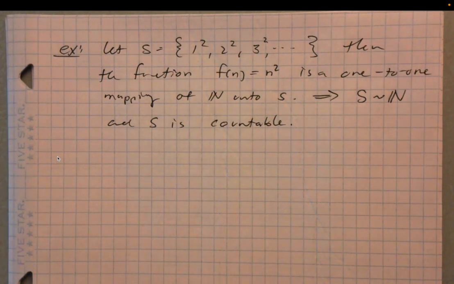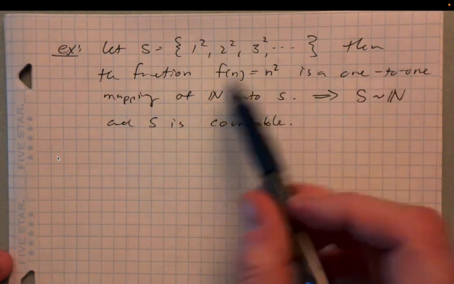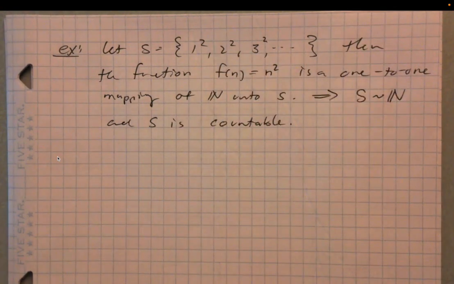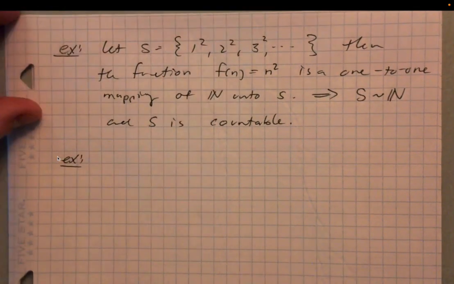So that's the example we've already seen. Now we have a good working example of a weird set, S, the set of all squares of natural numbers, that is infinite. And not only is it infinite, we know that it is countably infinite, meaning there exists a one-to-one, onto function from the natural numbers onto S. So the two sets are equivalent. How about another example? Let's take a look at another one here.